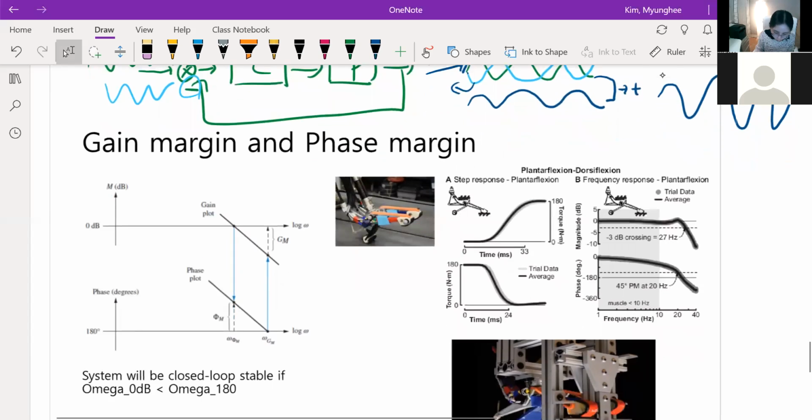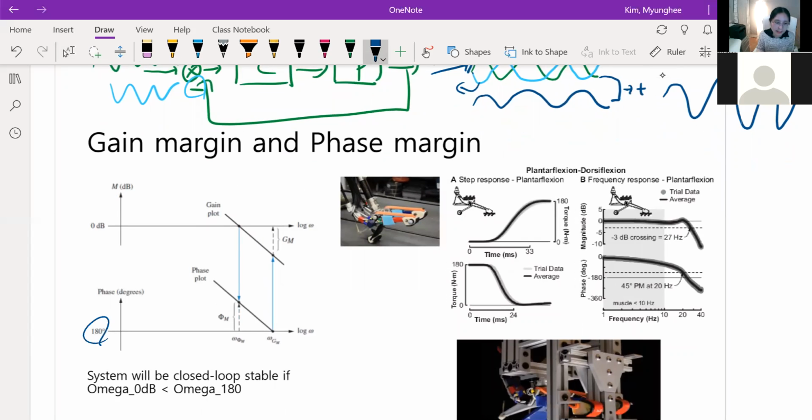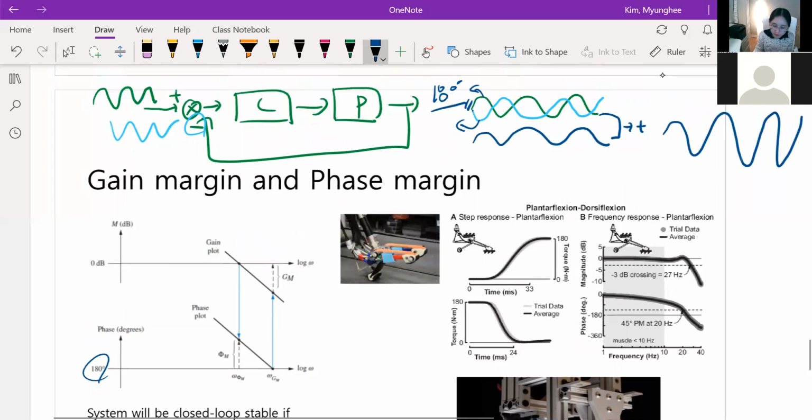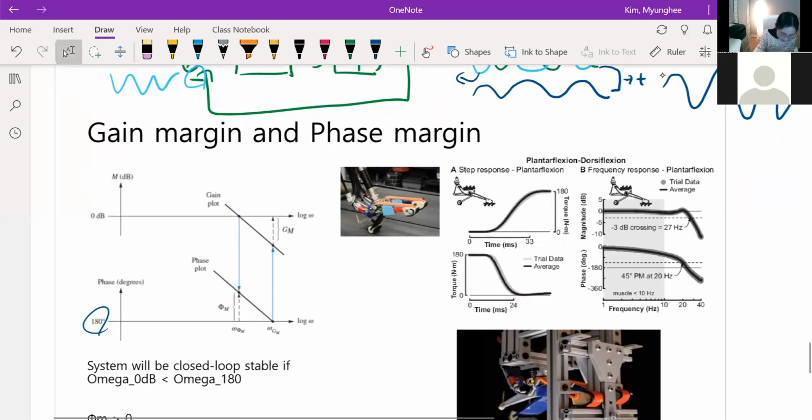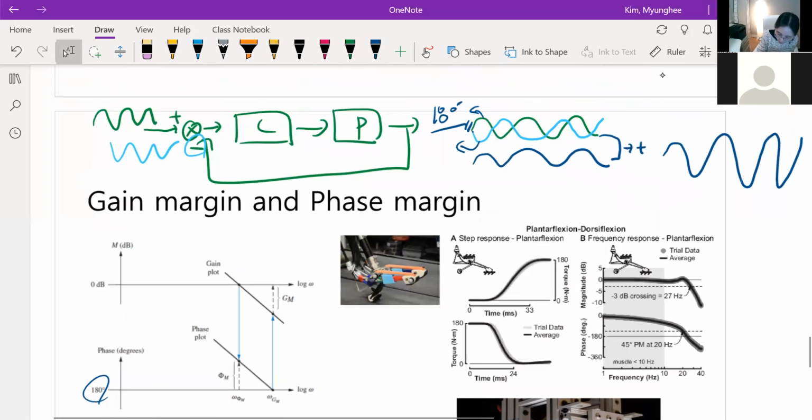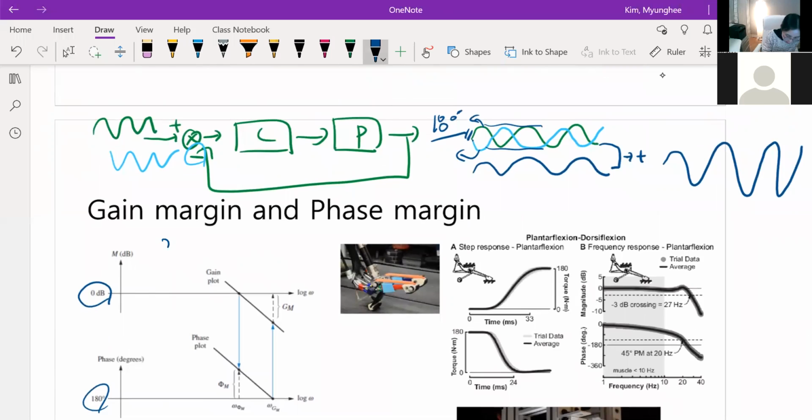So we don't want to go to 180 degrees in any case. And then gain margin or phase margin is how much room you have before you reach 180 degrees, which is very important because then the system will explode. And also the magnitude is the same between the two plots, which means the input and output magnitude are the same, meaning the gain is 0 decibel, right? 20 log 1 is 0.